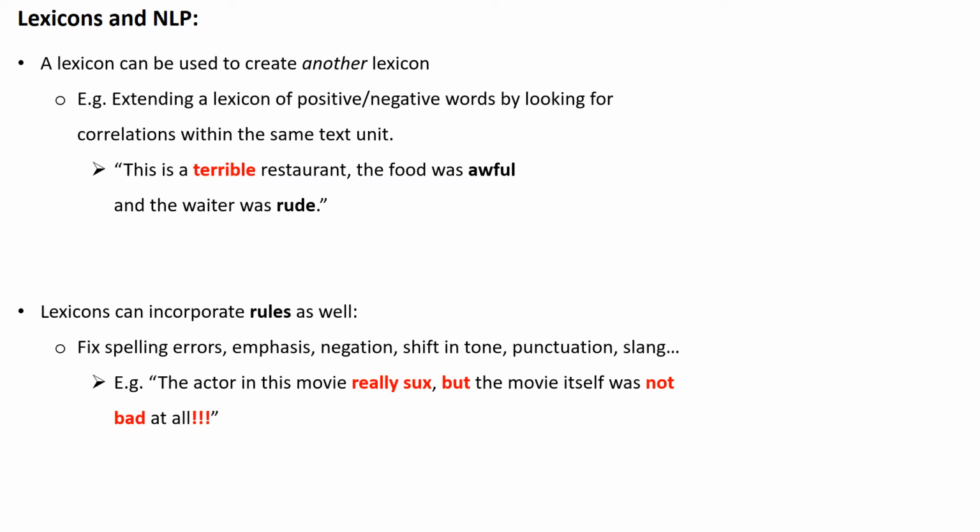And you also have negation here. So the movie itself was not bad at all. Bad is a negative word. If we would just count the words as they are, well, we would evaluate the entire sentence as negative. So we could incorporate a rule that says, okay, if not precedes a word with a particular emotional valence, you have to reverse the emotional valence. So not bad is positive, although bad itself is a negative word.